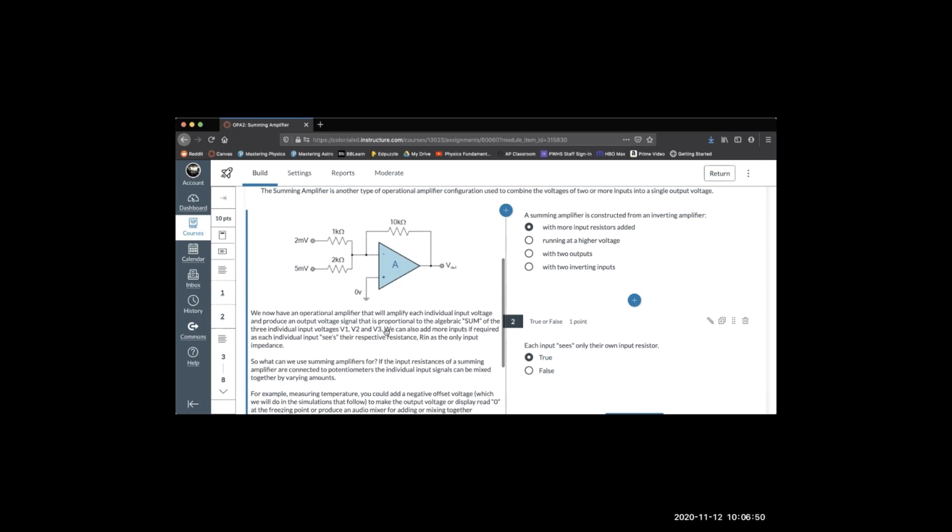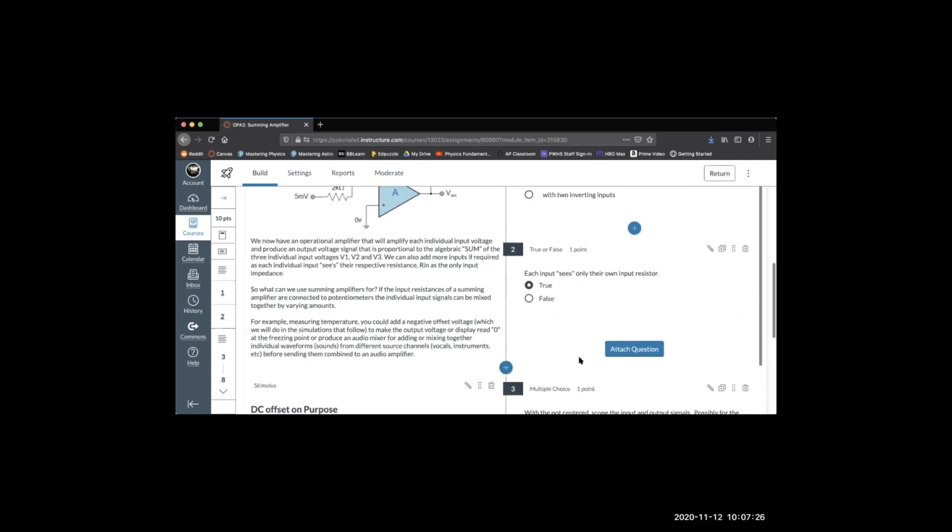It says right here, we can also add more inputs if required as each individual input sees. Sees, S-E-E-S. Why did I put an apostrophe? I typed apostrophe S. I don't think that's right, I lost my mind. Anyway, there's the answer. The answer to number 2 is you just had to read it out of it. You just had to read the thing. And some of us don't read.